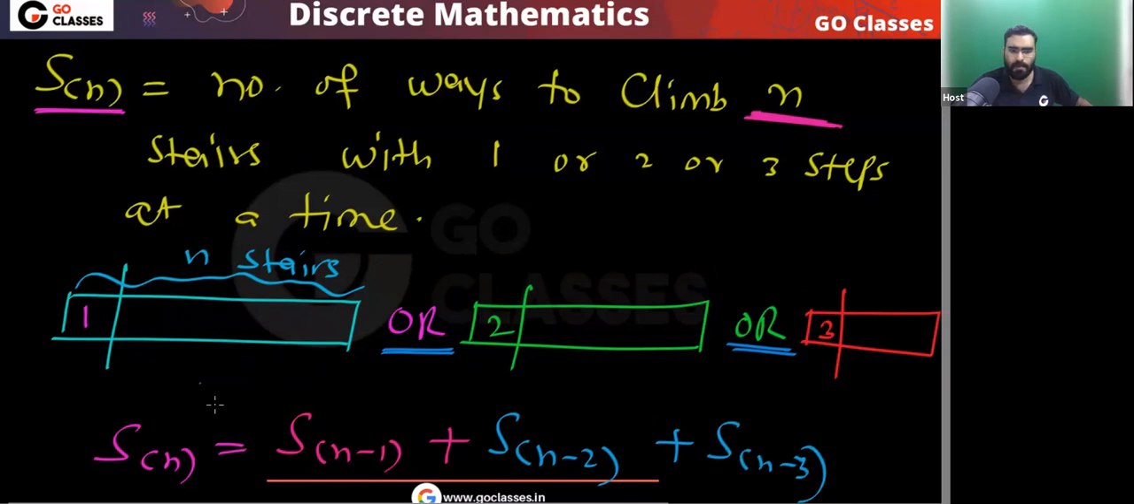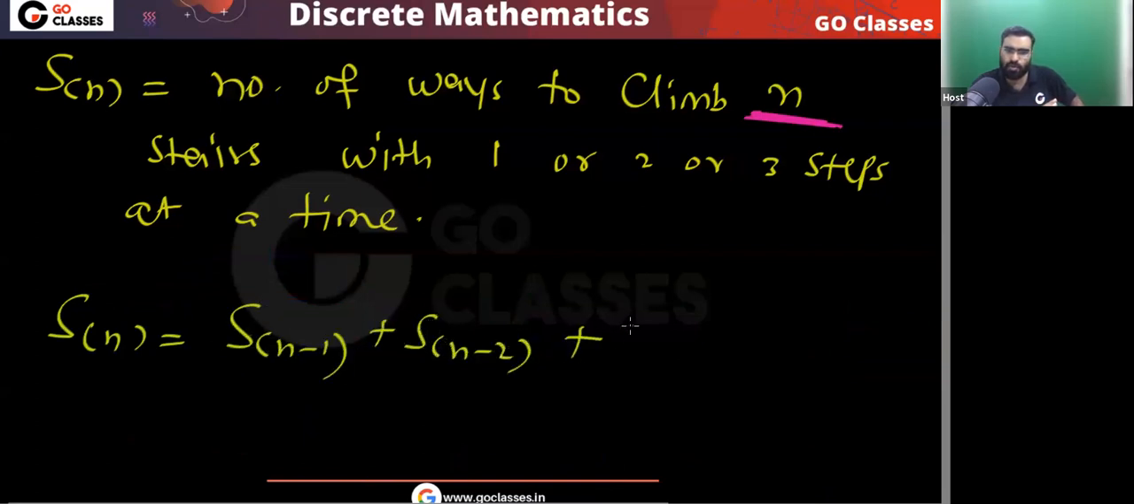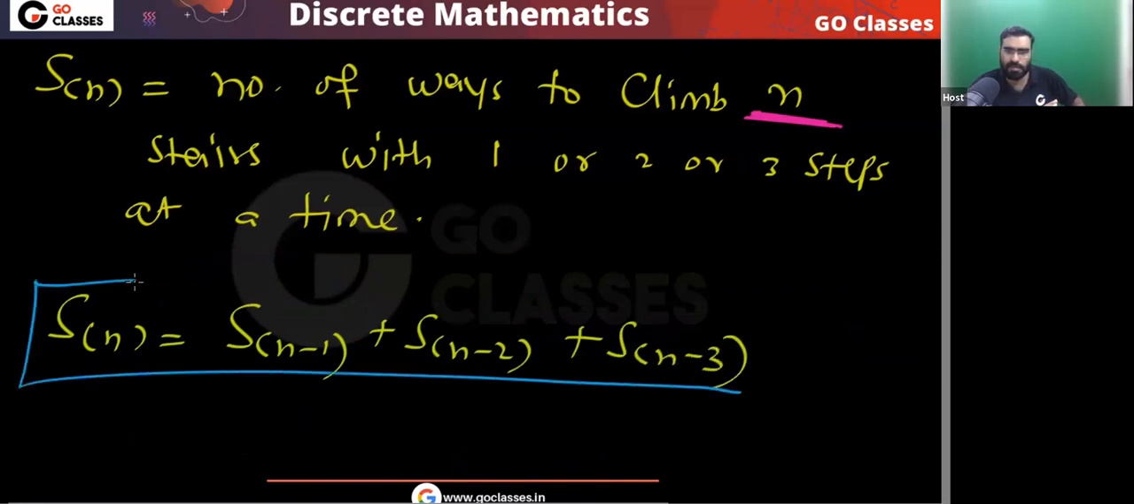Is this point clear? Very similar to the previous question. So remember, finally your recurrence relation will be Sn equal to Sn-1 plus Sn-2 plus Sn-3. This will be your recurrence relation.